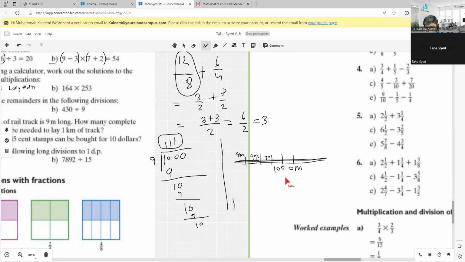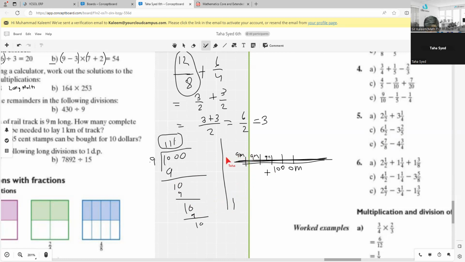Up to this one 9 meter, 18 meter, 27. Like this we have to complete 1,000. So how many parts do we have to add of 9 meter to make 1,000? Did you understand or not? Yes, a little bit.